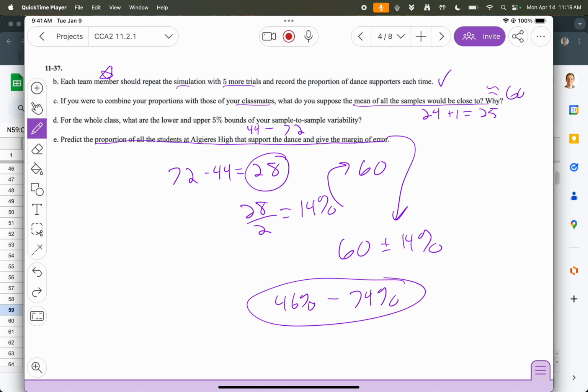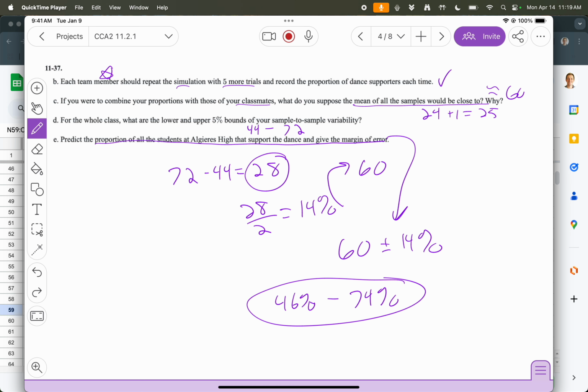I went through that decently fast, so feel free to pause it and go through here. Lots of this is just handwork. Once we get this, it's just counting out how many times was I above it, how many times was I below it, and so on and so forth. Now in the previous problem, the claim was made that more than 50% support the dance.